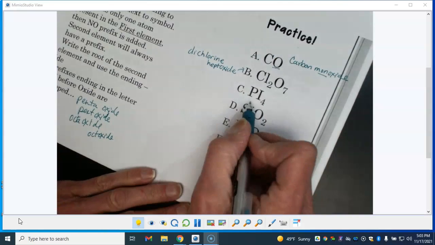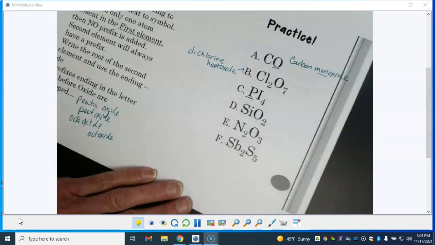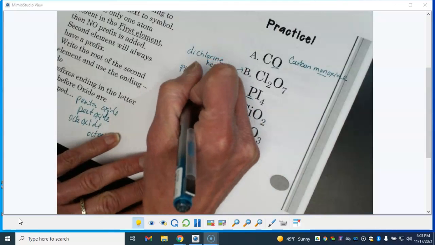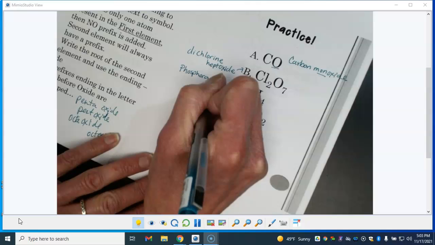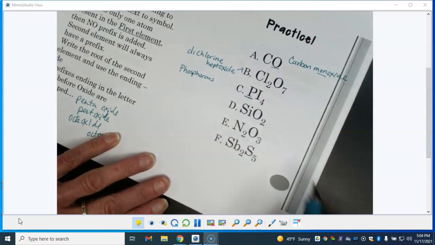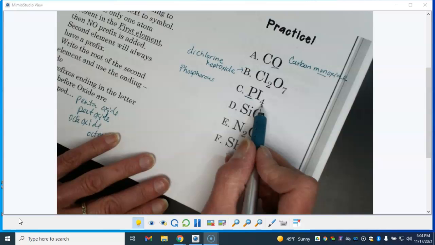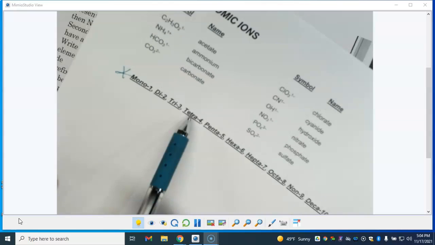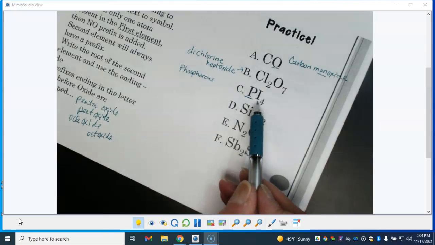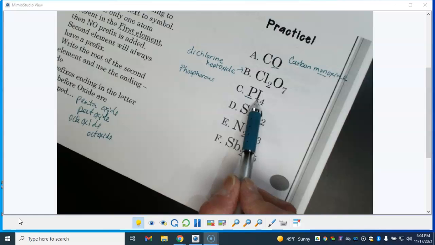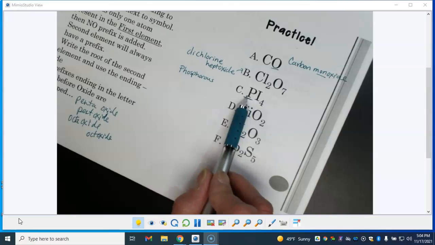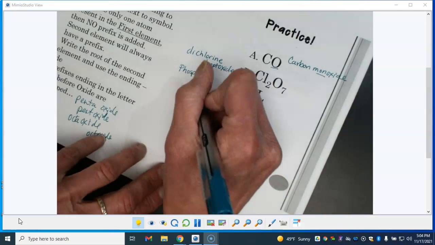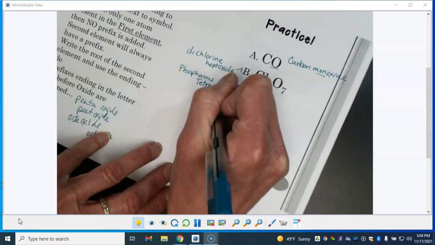Okay, so let's look at this one. We take a look at the first element. There is only one atom present, so we just outright name it. So it's going to be phosphorus. We move to the second element. We see how many atoms there are. And we have 4. So we have to find the prefix for 4, and that's tetra. My element is iodine, so I'm going to drop the INE and make it IDE. So the name of PI4 is phosphorus tetraiodide.